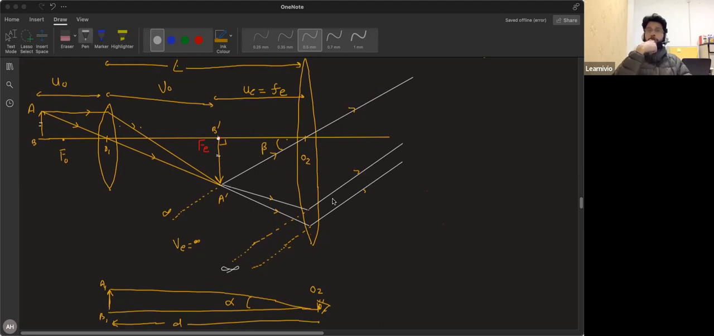These derivations are very important for your final exams. Usually from ray optics, the 5 marker questions are either from the Lensmaker formula, spherical refracting surface, or from the optical instruments. Usually.